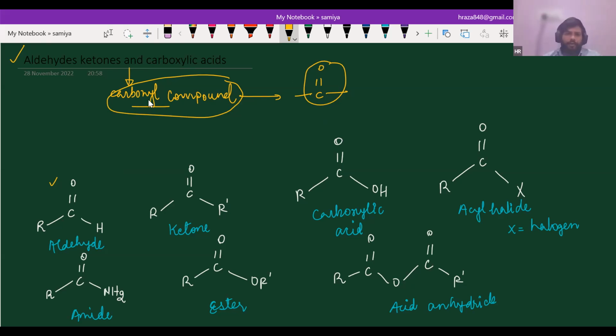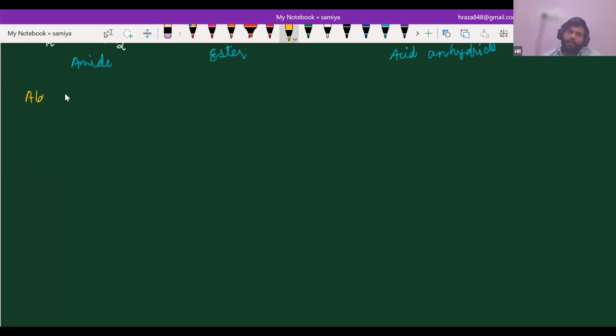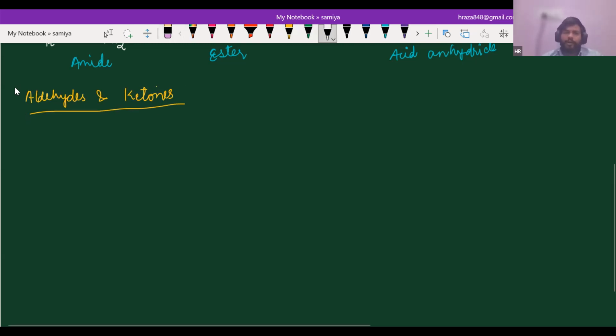Now moving to the next part, nomenclature. This part we are going to do only for aldehydes and ketones. We will separately study the carboxylic acid, but in a few classes we will only deal with aldehydes. After completing this, we are going to deal with carboxylic acid. So first we are going to see some common names of aldehyde as well as ketone.